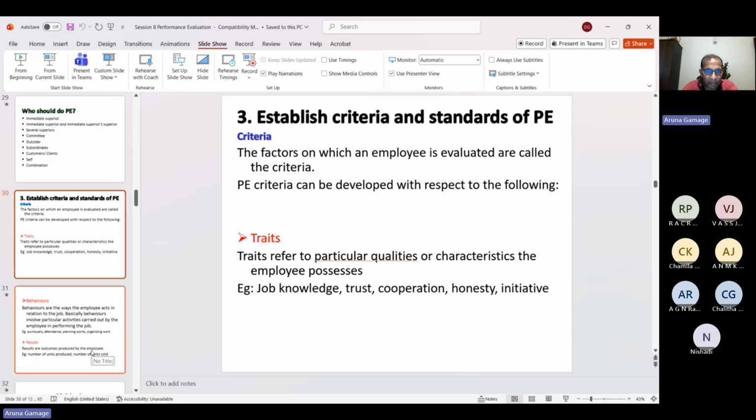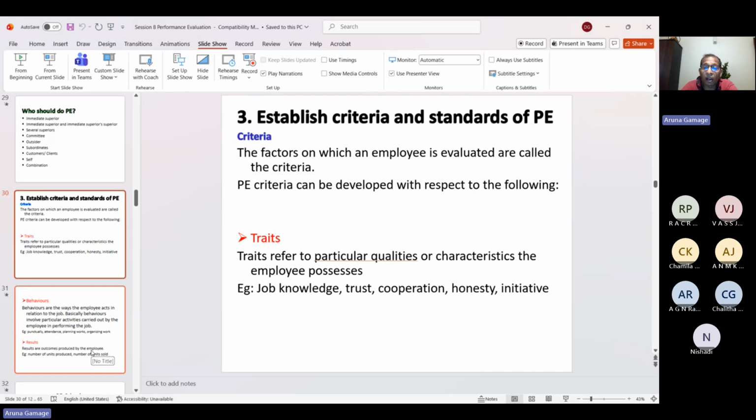So what do you mean by criteria? Criteria are the factors on which evaluations are made. Factors on which an employee is evaluated are called criteria. Without the criteria, we will not be able to evaluate the level of performance. If you want to evaluate the performance of any employee, you have to have criteria. You can't evaluate the level of performance just looking at their face, right? You have to do it properly, professionally, efficiently, effectively, successfully. So criteria are important.